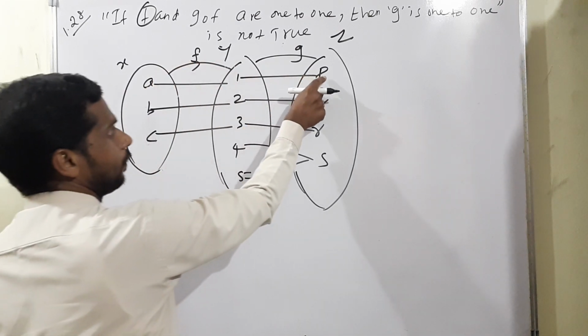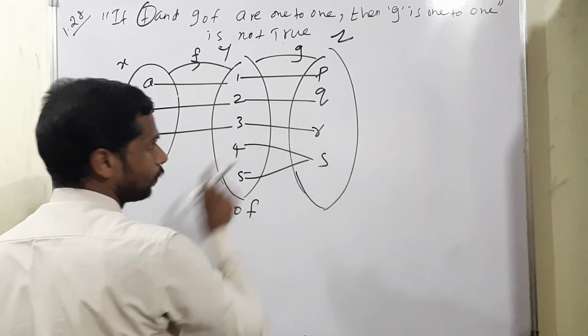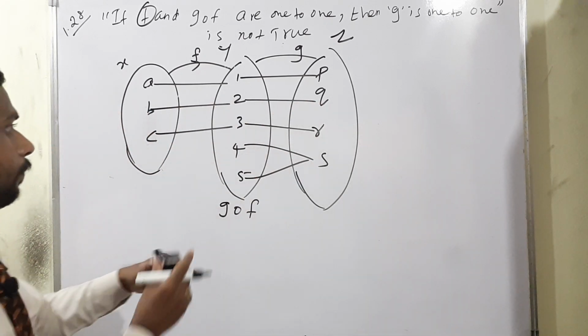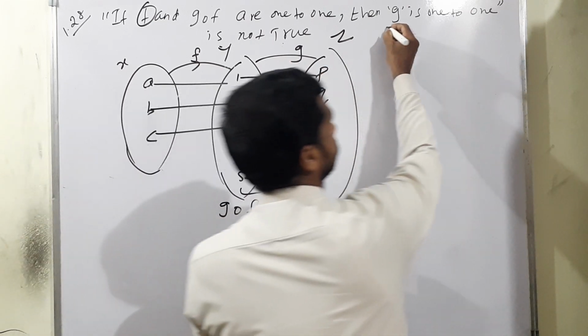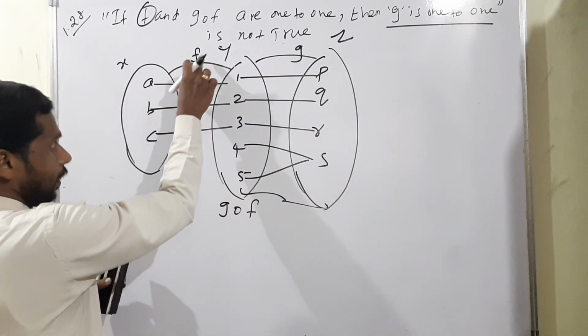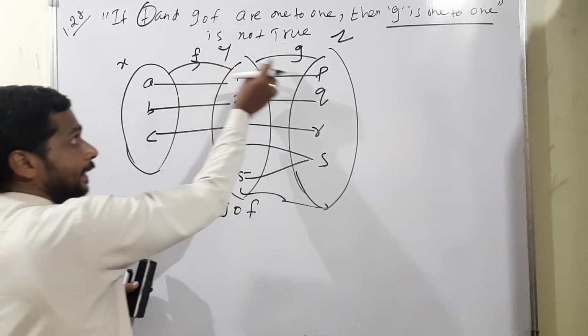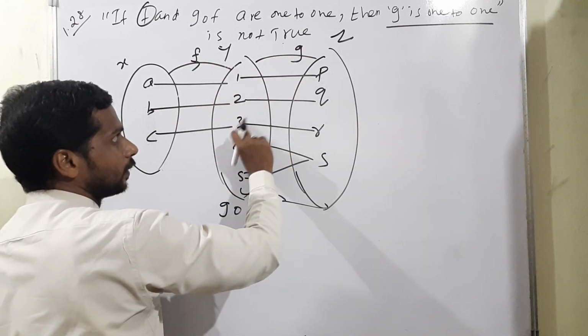A maps to P, B maps to Q, C maps to R. But when you compare this two function, only g is given. G is 1 to 1 is not true. So when you prove f also 1 to 1, g dot f also 1 to 1, it means g function is not 1 to 1.